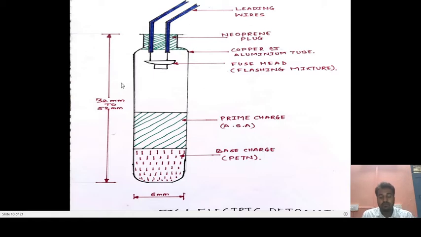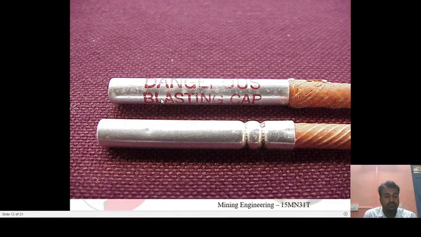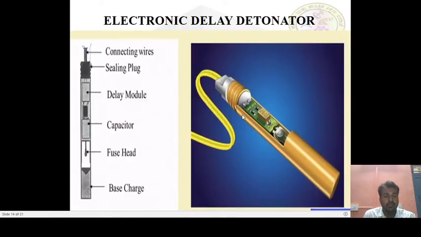Now, if you have seen here, this is your ordinary detonator along with your safety fuse inserted here. We'll go to the next slide. This is your electronic delay detonators.